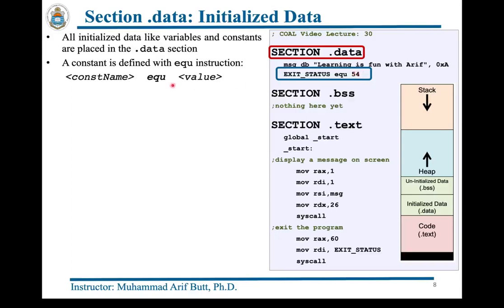Last but not the least, before this EQU directive, you mention the name of the constant. And over here, the name of the constant is exit_status. Well, remember the value of a constant cannot change during the program execution. The name of the constant is substituted for the defined value during the assembly process. That means once we assemble this file, wherever in the code section you have this exit_status constant, it will be replaced with the value of this constant, that is 54.